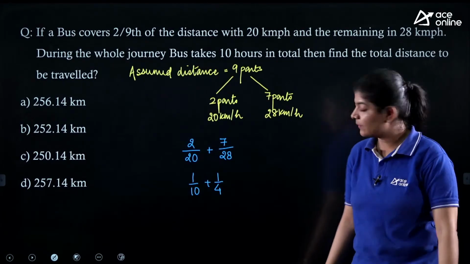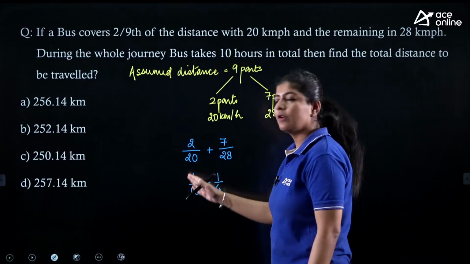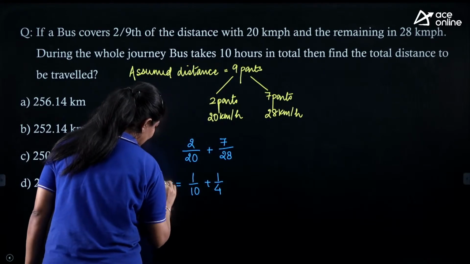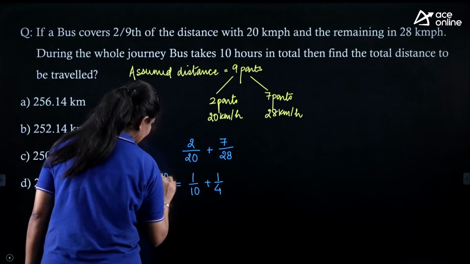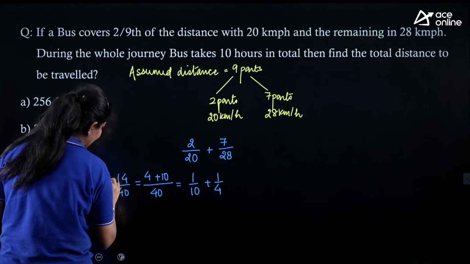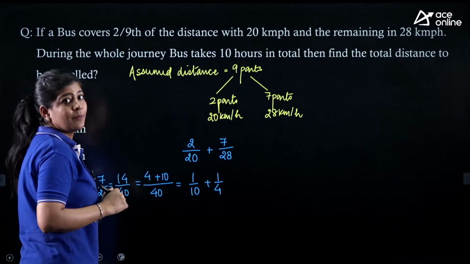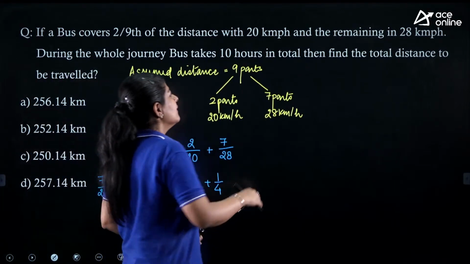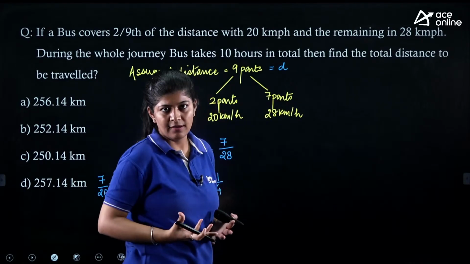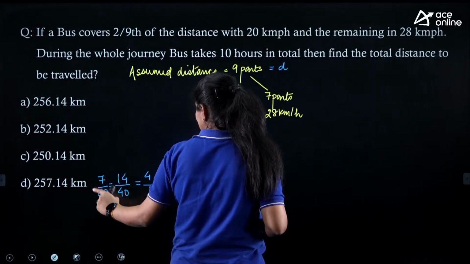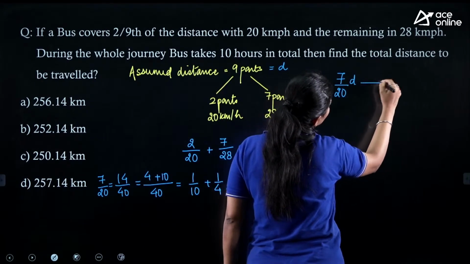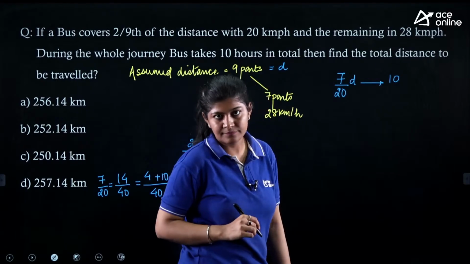Let's see what is the correct answer here. If I am going to solve this, what value am I getting? Here I can take my LCM as 40, right? So here we have 4 and here we have 10, that is 14 by 40. Again if I simplify it, I will get 7 by 20 parts. So basically the question is saying that the 7 by 20th part of this, now I am taking D instead of 9, right? So the question is trying to say that the 7 by 20th part is covered in a time period of 10 hours, right?